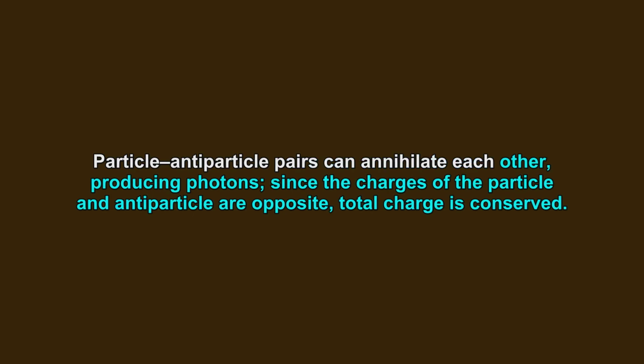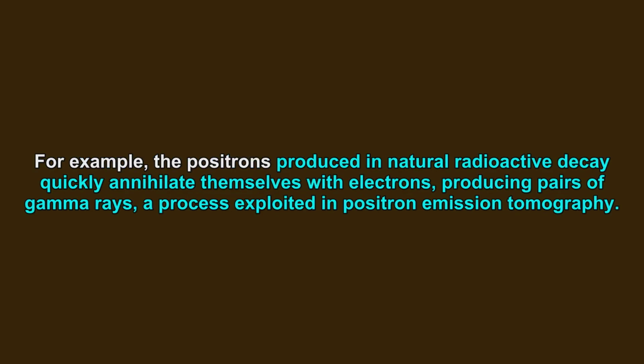Particle-antiparticle pairs can annihilate each other, producing photons. Since the charges of the particle and antiparticle are opposite, total charge is conserved. For example, the positrons produced in natural radioactive decay quickly annihilate themselves with electrons, producing pairs of gamma rays, a process exploited in positron emission tomography.